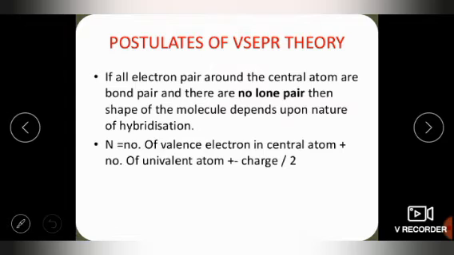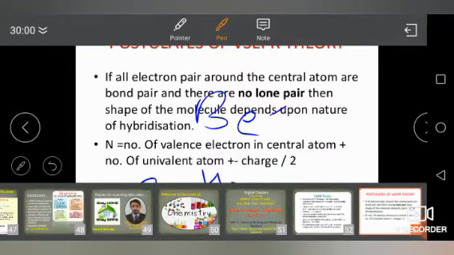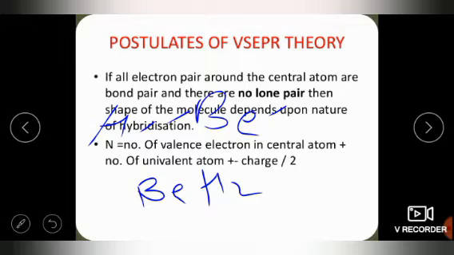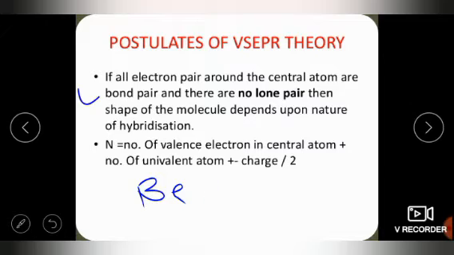Better, I will take the example of beryllium hydride. Beryllium has 2 electrons, hydrogen has 1 electron. So there is 0 lone pair, only 2 bond pairs. In that case the shape of the molecule depends upon the nature of hybridization. What is hybridization? That we are going to study in our next video.